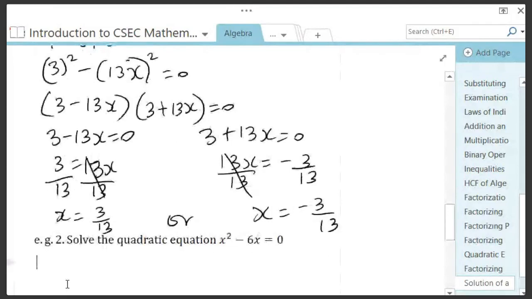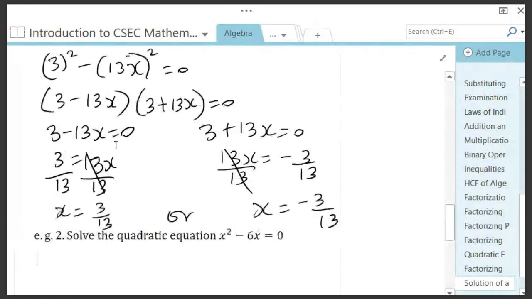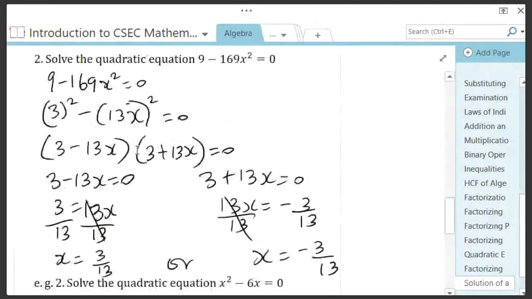All right, so these here that we worked out here were difference of two squares. Now let's look at when we have to factorize.